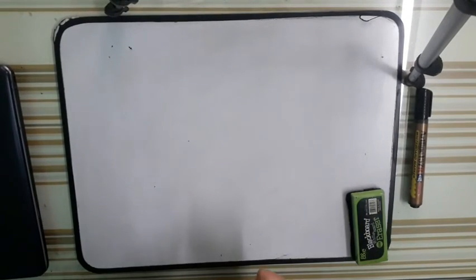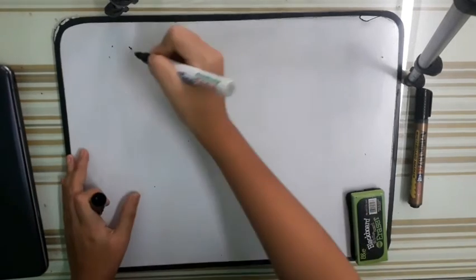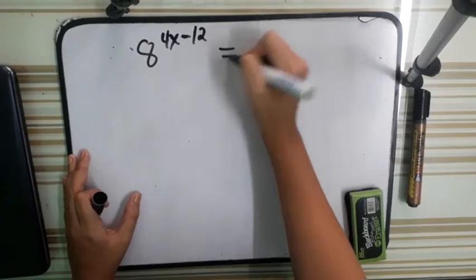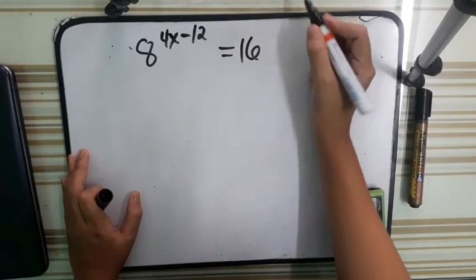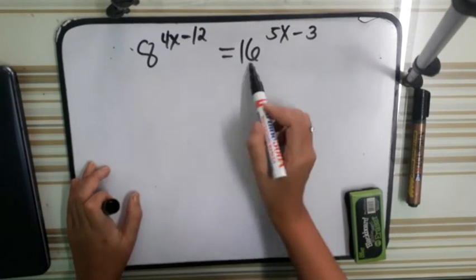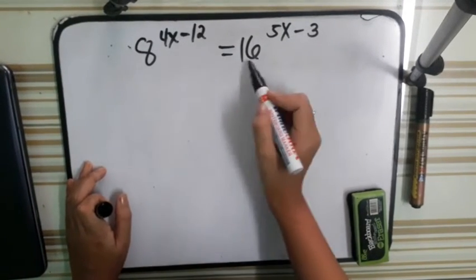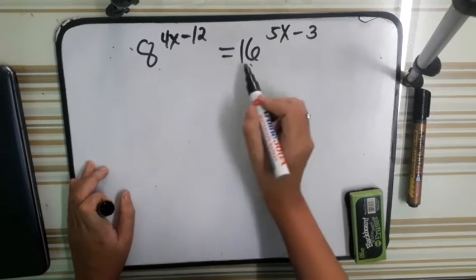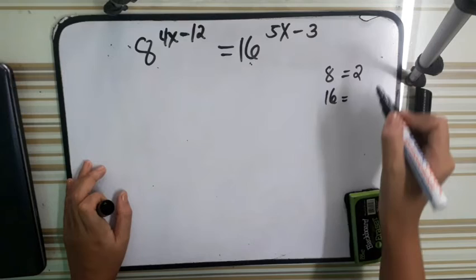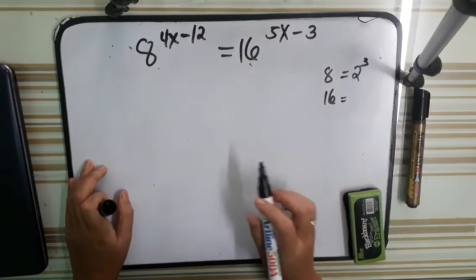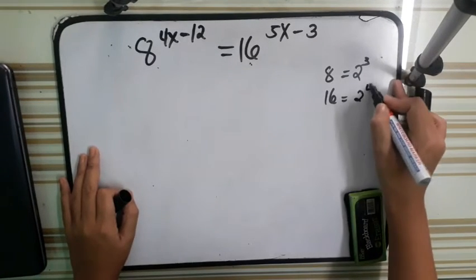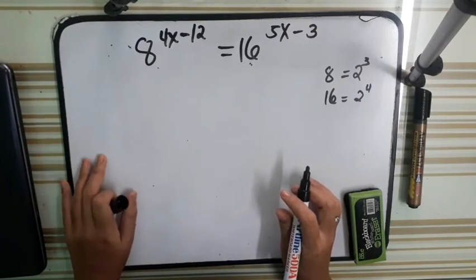For our third example, let's have 8 raised to 4x minus 12 is equal to 16 raised to 5x minus 3. Now, we need to make the bases the same. So we have 8 and 16. We need to find the base for both. Let's try 2. So 2 raised to 3 is equal to 8. 2 times 2, 4. 4 times 2 is 8. Now, for 16, we have 2 raised to 4. So 2 times 2, 4 times 2, 8 times 2, 16.